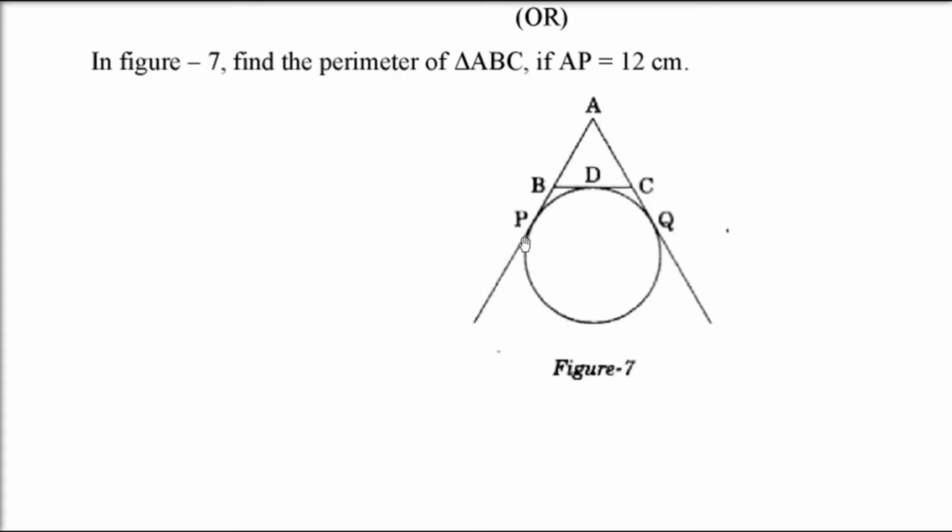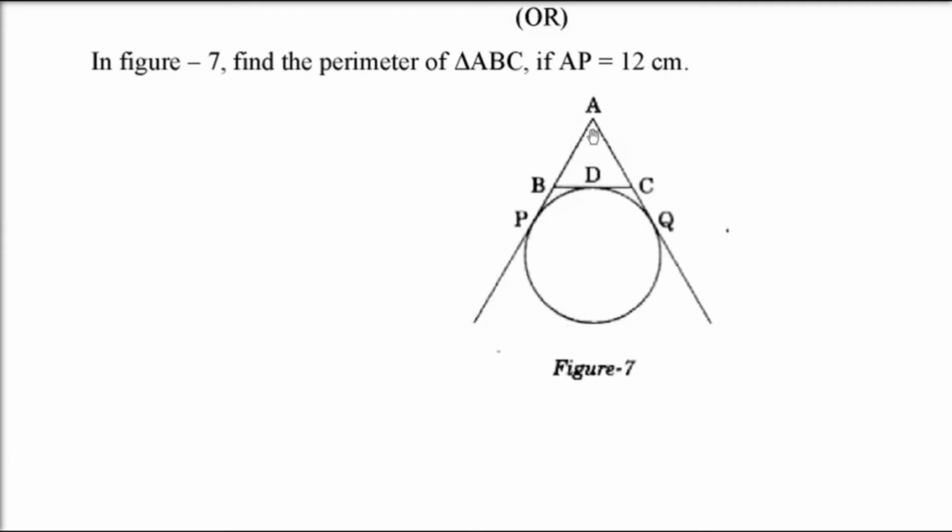This is AP. This is a tangent length. And in triangle ABC we have to find out the perimeter. Perimeter means sum of the sides, the sum of the length of the sides. So AB plus BC plus AC eventually we have to find out.